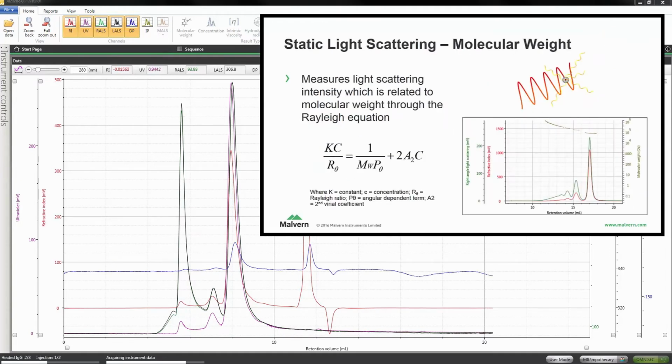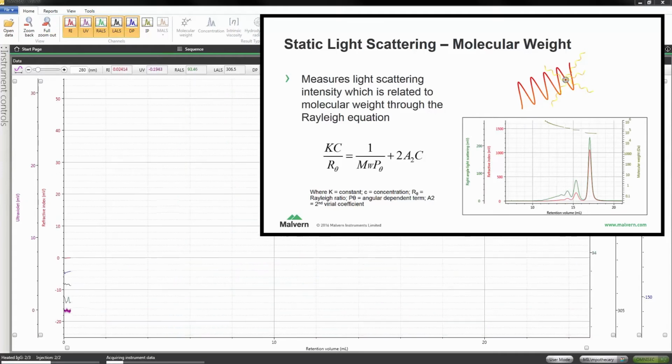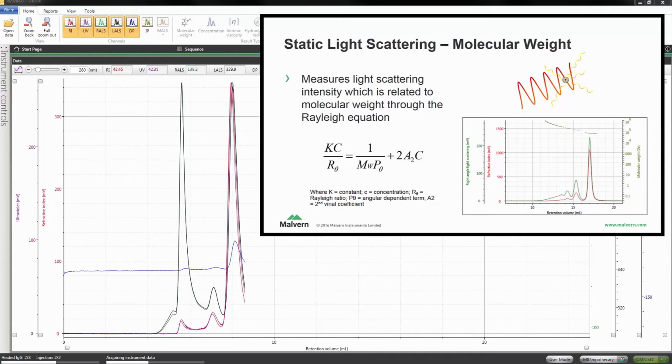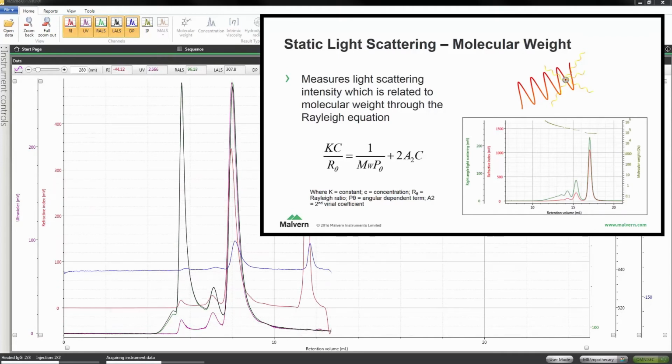The next detector is a light scattering detector, which of course we use to measure molecular weight. When you shine a laser on your molecule of interest, it scatters light, and that light scattering intensity is directly related to the molar mass, the molecular weight of the sample, according to the Rayleigh equation. By using a light scattering detector, we can directly measure the absolute molecular weight of our protein, regardless of its structure or where it elutes from the column, anything like that. We get a direct and accurate molecular weight measurement.